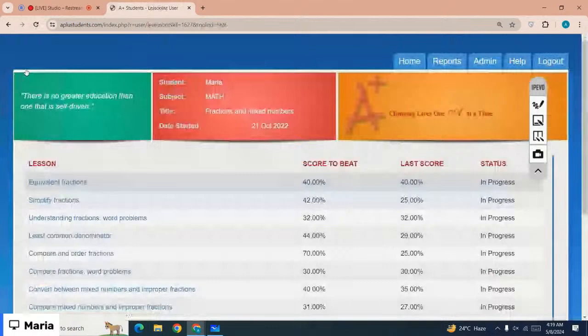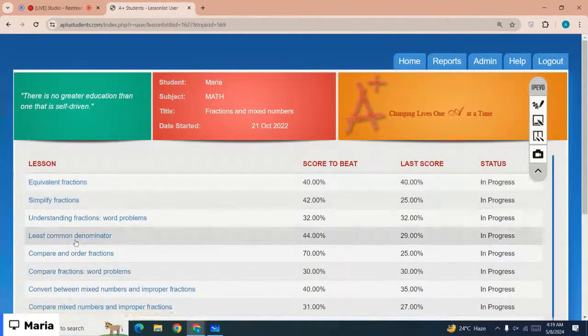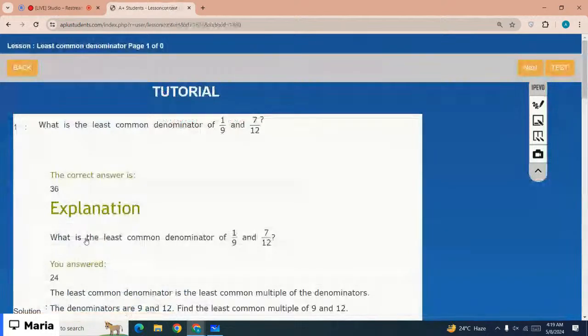The next lesson is understanding fractions, word problems. You can do the word problems on your own, right? The next one is LCD, least common denominator. What is the least common denominator of 1 over 9 and 7 over 12, right? So the denominators are 9 and 12.